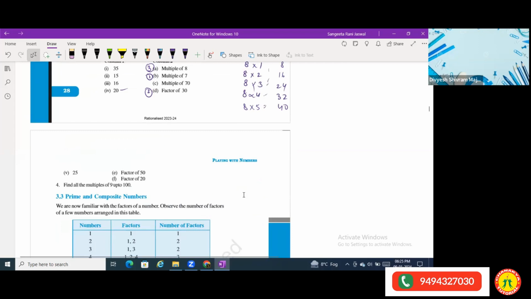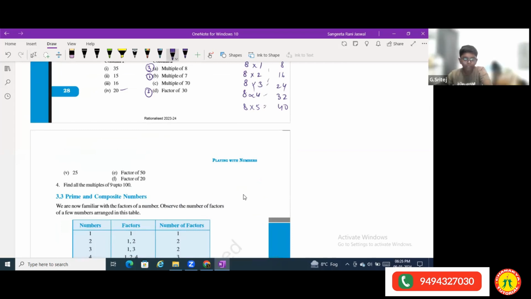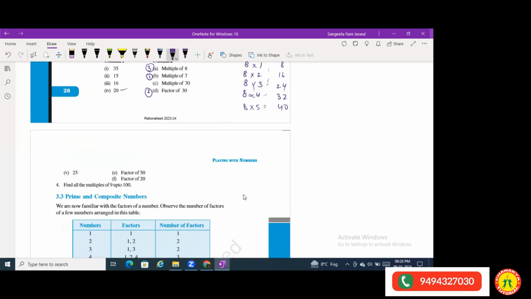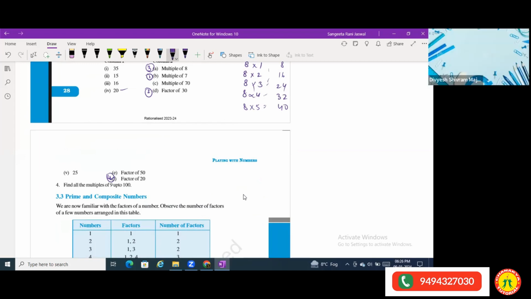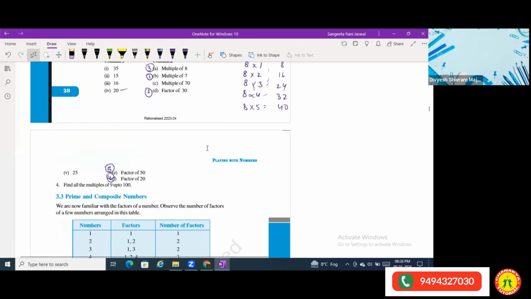Okay. Ma'am, 20 is a factor of 20, and 25 is a factor of 25. One by one. And 25 is a factor of 50. Okay. And then what about the multiple of 7? 70 is alone. Nothing, just leave it. It is an extra question.